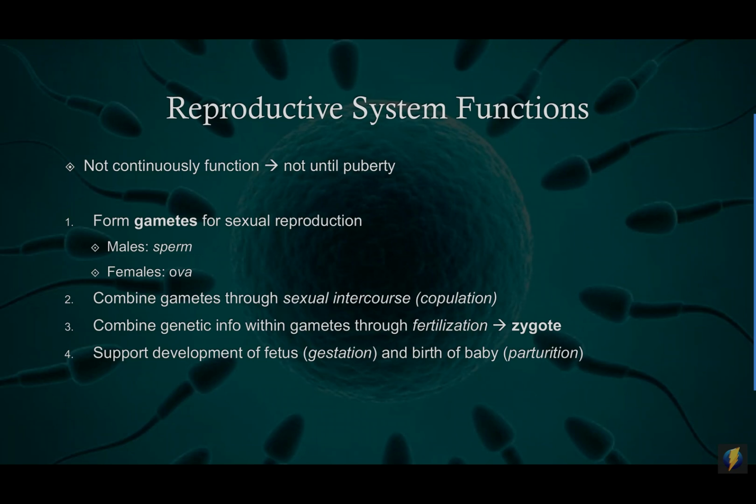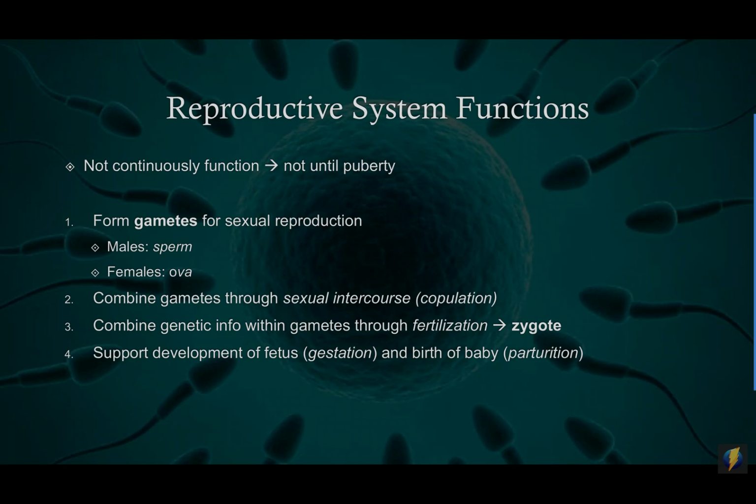So most children really don't have a very well-functioning reproductive system. You can't reproduce until you've gone through puberty, until you've activated these reproductive organs.